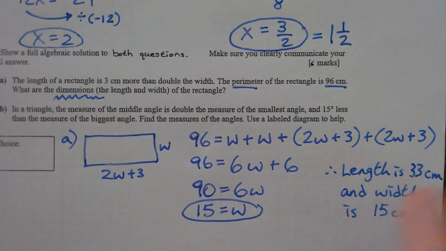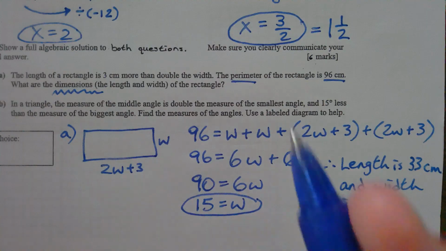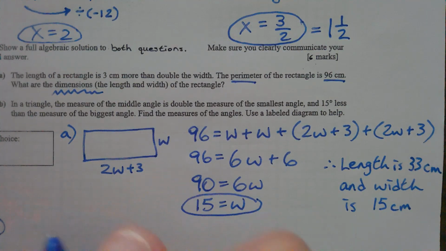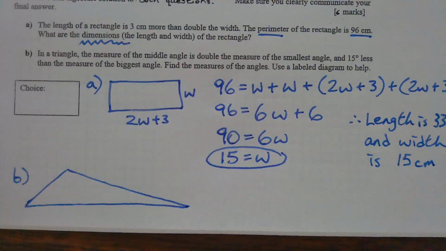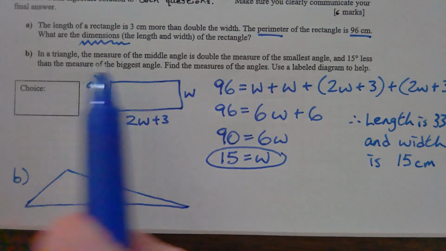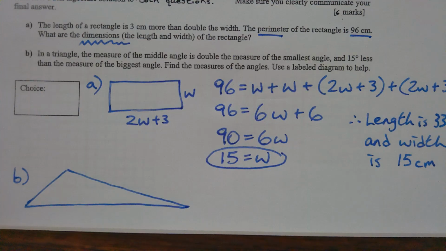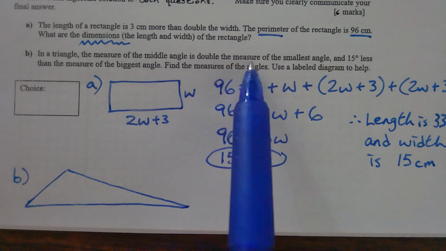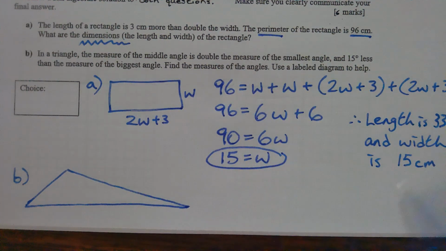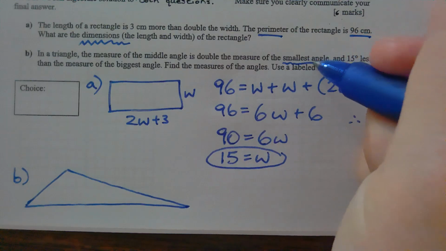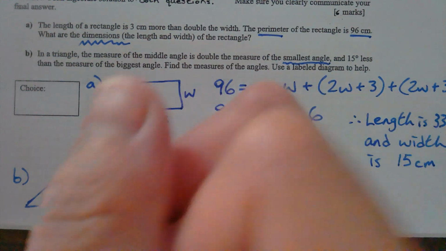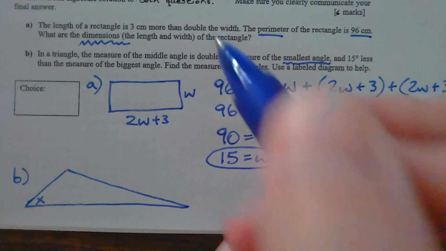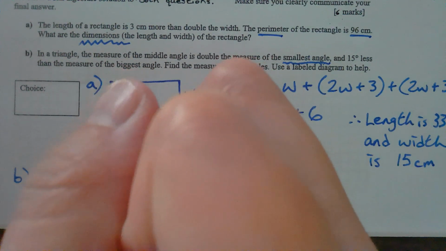Okay. So that's A. Part B, in a triangle. This one is tougher. Okay. So let's say my triangle. I just drew it like this so that you don't think it's an equilateral. You don't think that it's isosceles. Okay. The measure of the middle angle is double the measure of the smallest angle. So the second part of your sentence, that tells you what your unknown is. Okay, so my smallest angle, I'm going to call it x. The middle angle is double that, so I have 2x.